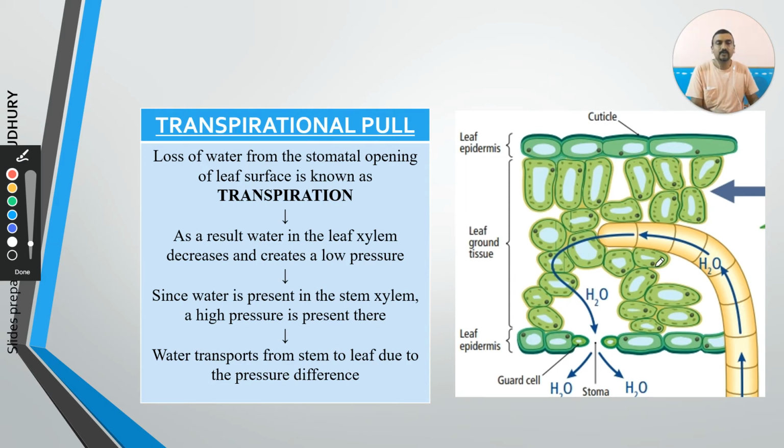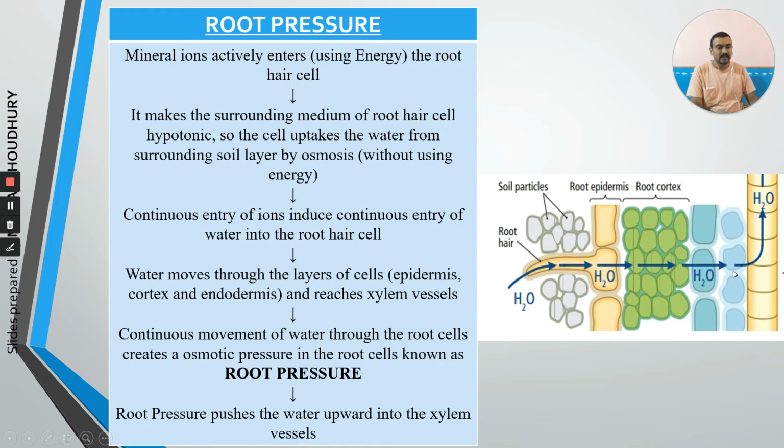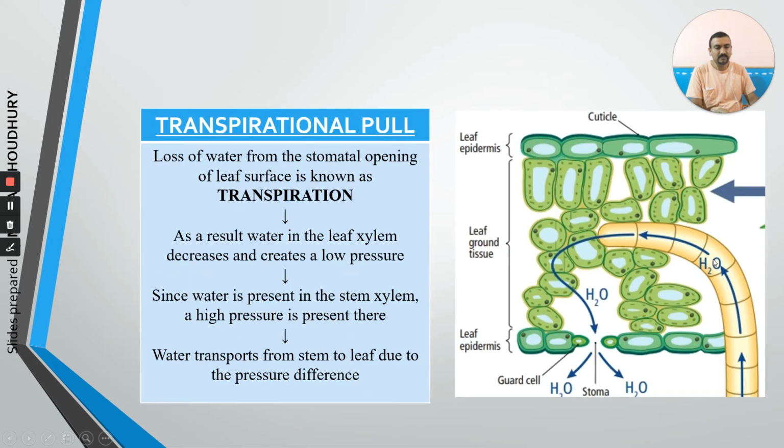Now we know that, in the previous process, we have seen the water is moving continuously from the root xylem to the stem xylem, and then ultimately from the stem xylem it will reach the leaf xylem, but it will not reach by itself. As a result, here in the stem xylem some amount of water is present, while here in the leaf xylem there is no water present.